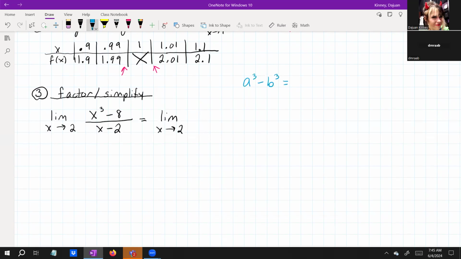These always factor into diamond space. A minus B. Let's scoot you over. Sorry, it's been a minute since I used this. Here we go. I don't use this pen very often anymore. All right, so you get A minus B, A squared plus AB plus B squared.